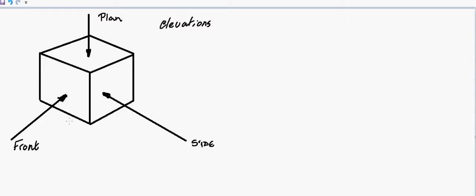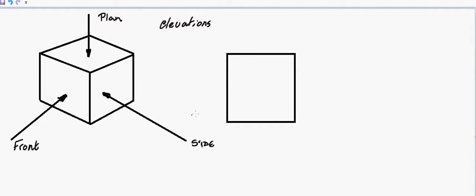Now if I was to look directly at the front, I wouldn't be able to see that it was a 3-dimensional object. All I would see would be a square. I wouldn't know how long this is, I wouldn't know how deep it was at all, because this is a 2-dimensional view. I know how tall it is, I know how wide it is, but I don't know how deep it is, because I can only see this one view, okay.